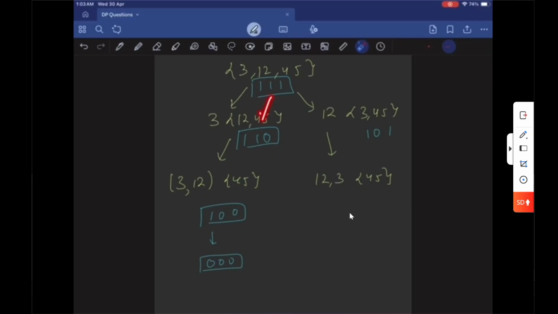This mask would be connected to this. Basically, I would have this. This mask would be connected to this mask. This mask would be connected to this mask. This mask would be connected to this mask.